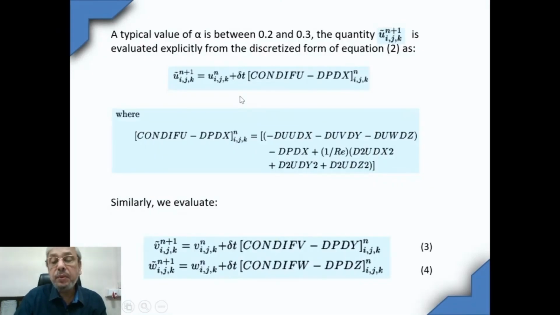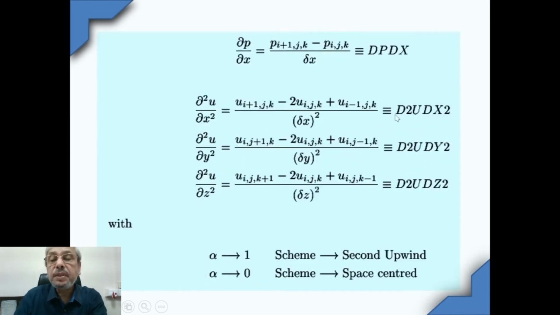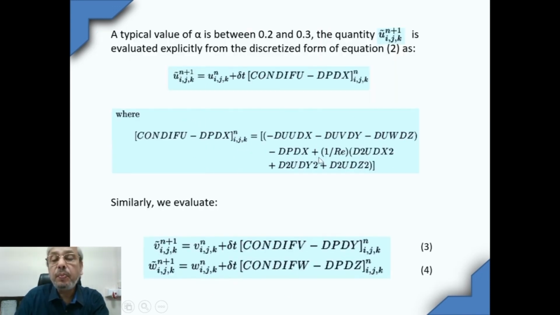So in condiff u, d dx of u square is with a negative sign, d uv dy with a negative sign, d uw dz with a negative sign, minus dp dx, and the diffusive terms will be without any change in side, so no change in sign. So plus 1 by Re into all the diffusive terms.